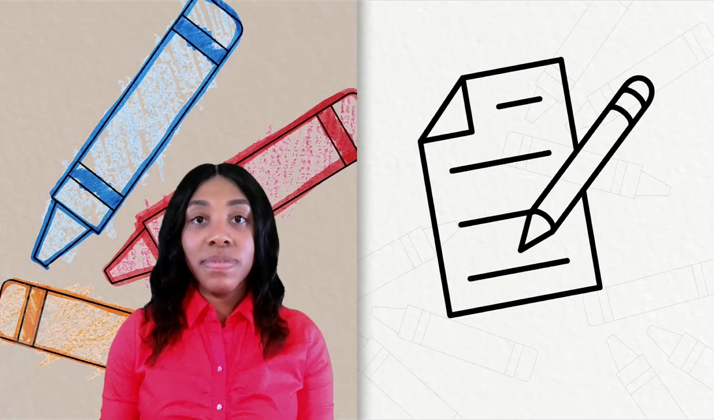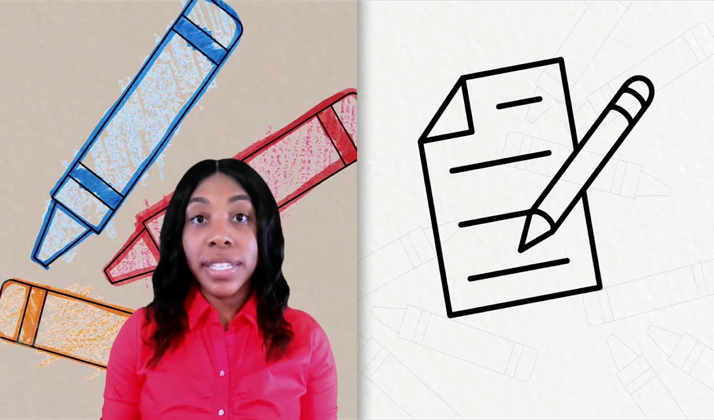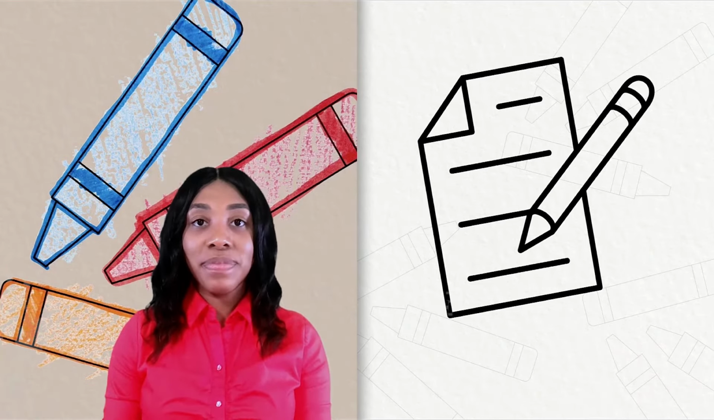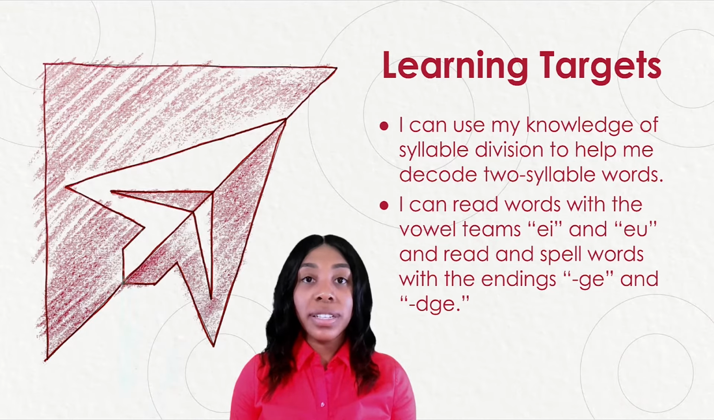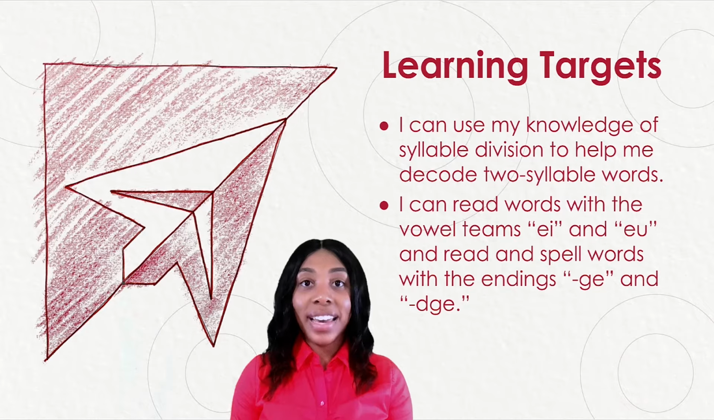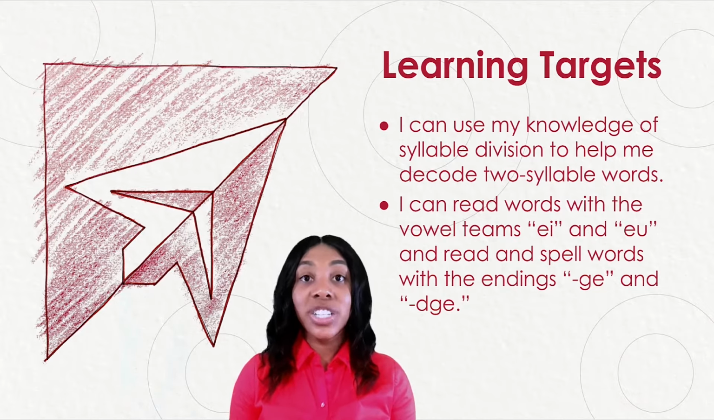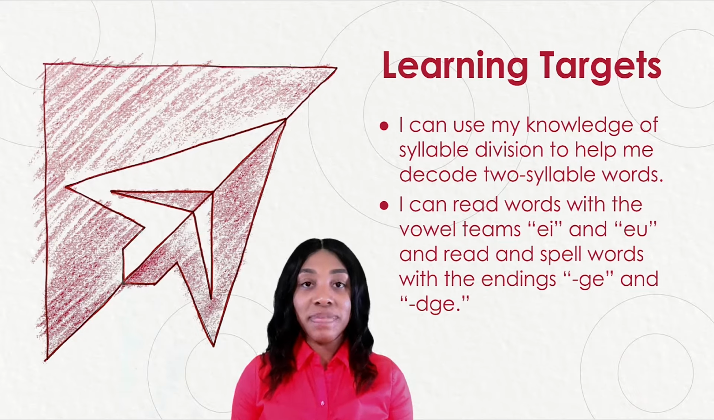Materials. You will need a paper and pencil for our lesson today. We have two learning targets. Please follow along with me as I read them. Our first learning target is, I can use my knowledge of syllable division to help me decode two-syllable words. Our second learning target is, I can read words with the vowel teams EI and EU, and read and spell words with the endings GE and DGE.